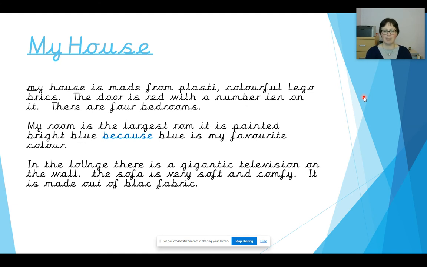So here is my description that I need some help with trying to edit it. So I've written my house. Oh, what's the first problem? Yes, it hasn't got a capital letter. Okay, so that would be my first thing to change.